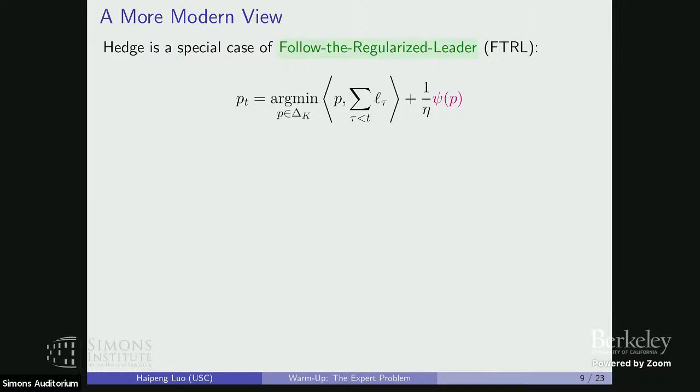Again, your distribution at time t, you're trying to minimize the sum of these two terms. The first term is just in terms of the previous cumulative loss. That's very intuitive. You want to find a p to minimize the loss that you have observed so far, but you also want to regularize this. Psi here is a regularizer of p, and eta is some learning rate. So the algorithm is more stable than just following the current best expert.